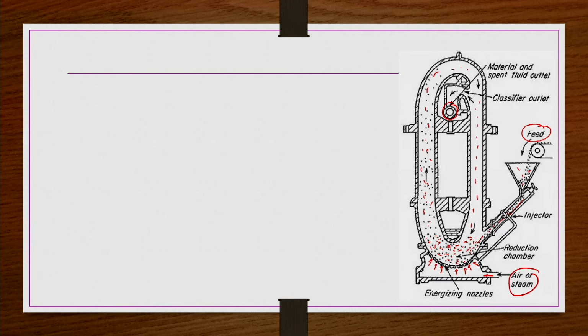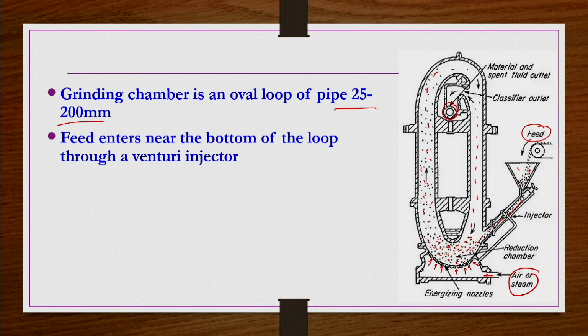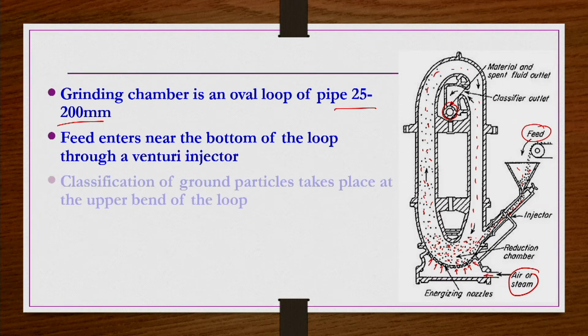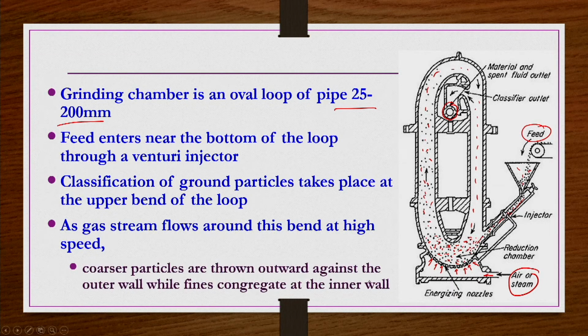And this is in general the operating procedure. It consists of a grinding chamber, which is an oval loop of pipe, 25 to 200 mm in general. Feed enters near the bottom of the loop through a Venturi injector. Classification of ground particles takes place at the upper bend of the loop. A gas stream flows around this bend at high speed from the bottom. Coarser particles are thrown outward against the outer wall, while fines congregate at the inner walls.